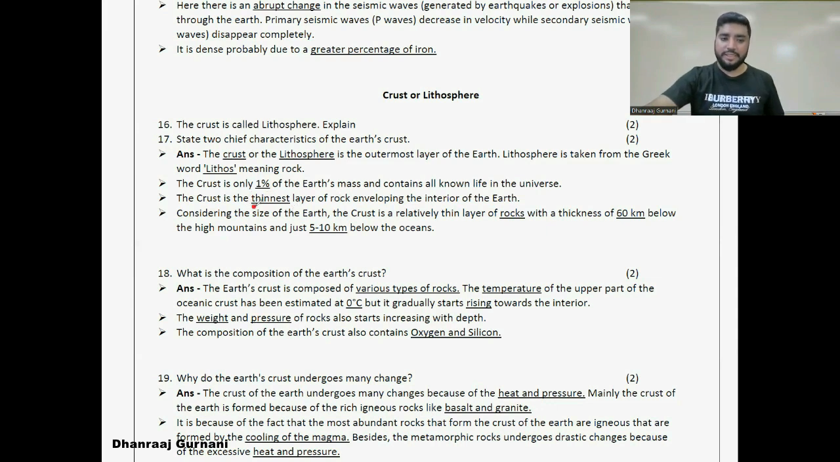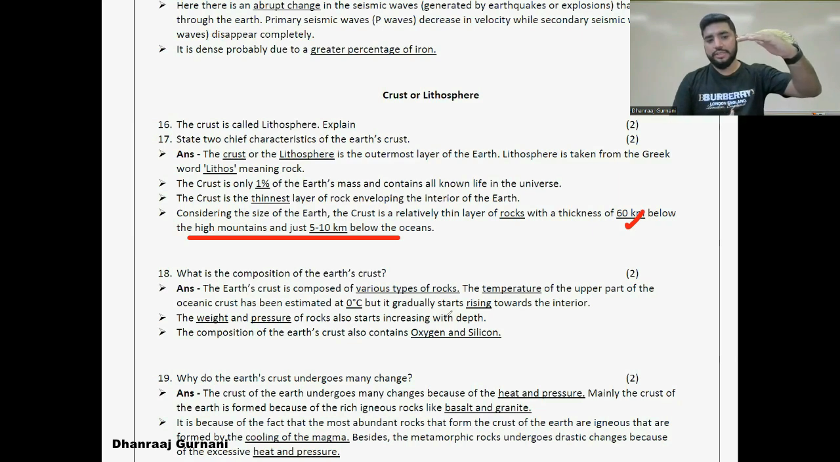Third point, the crust is the thinnest layer of rock enveloping the interiors of the Earth. And finally, fourth one, considering the size of the Earth, the crust is a relatively thin layer of rocks, 1% thinnest layer, with a thickness of 60 kilometers below the high mountains and just 5 to 10 kilometers below the oceans. So very thin layer, 60 kilometers below the high mountains, and below the oceans, it's just 5 to 10 kilometers.